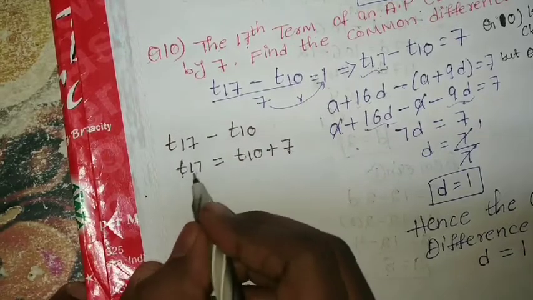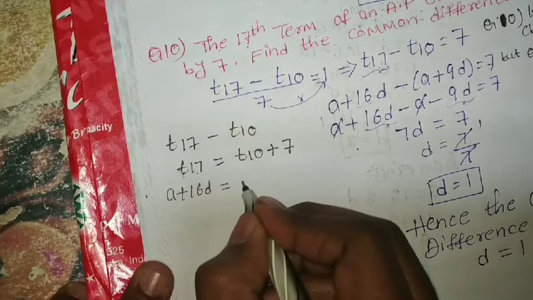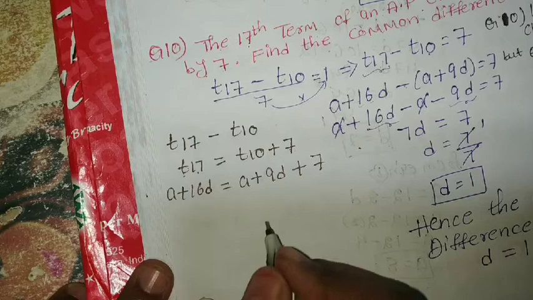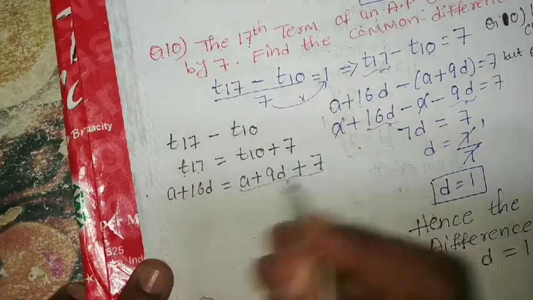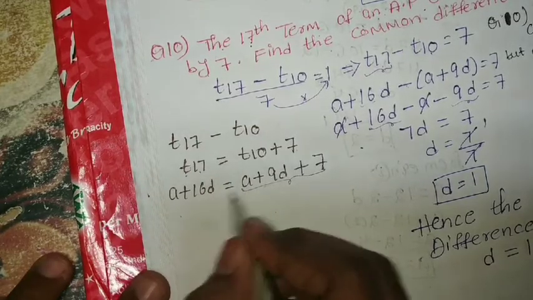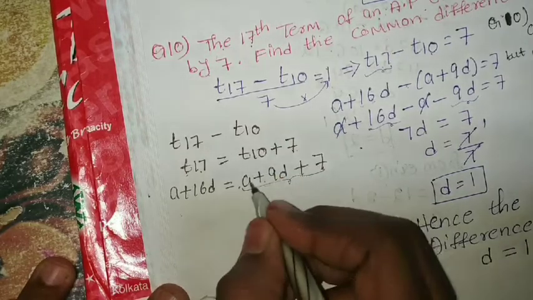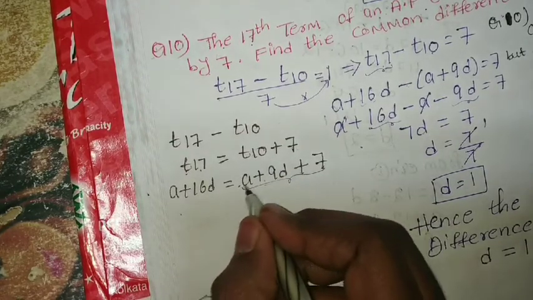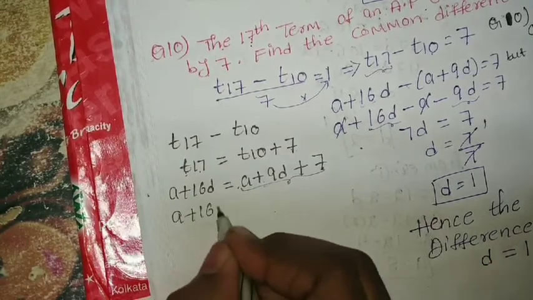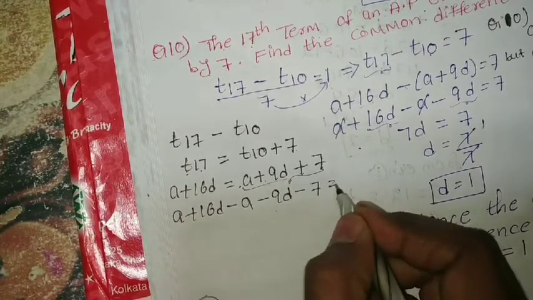Let's see. Term 17, how can you write here? A plus 16D is equal to, what is the 10th term? A plus 9D, add 7. Then we have this on the right side, so take them to the left side. Our signs will be changed. Understood? So this is on the right side; to take it to the left side, the signs will change. Plus becomes minus. So a plus 16d minus 9d minus 7 is equal to 0.